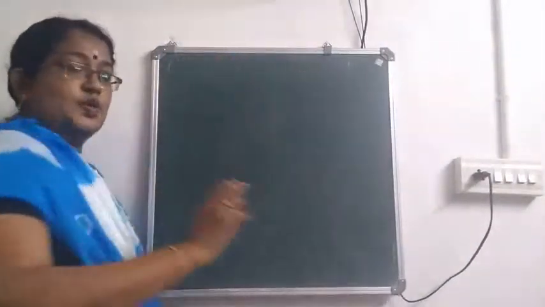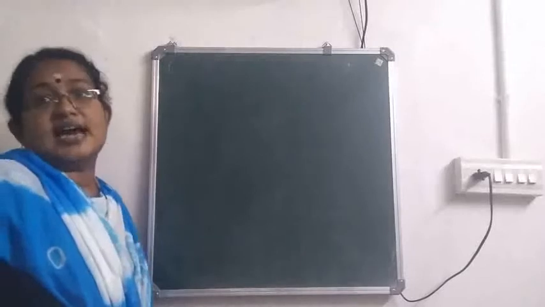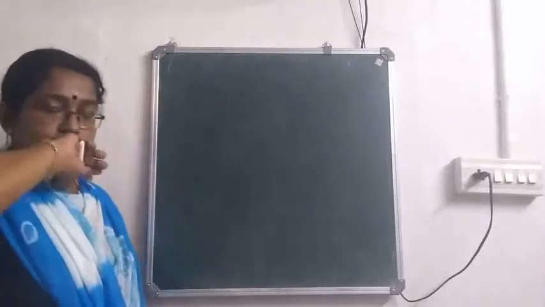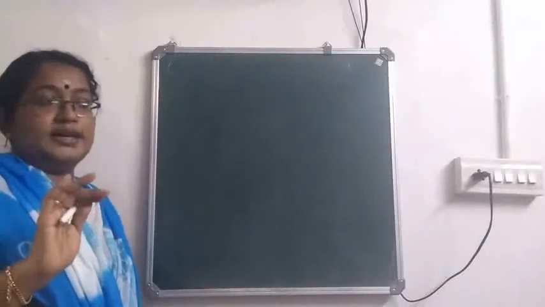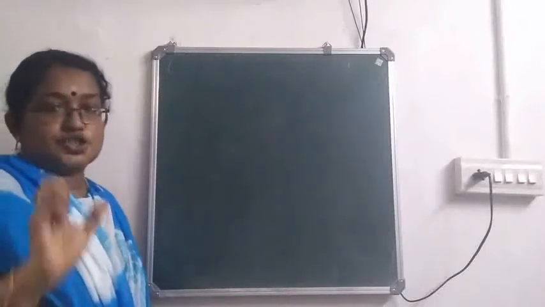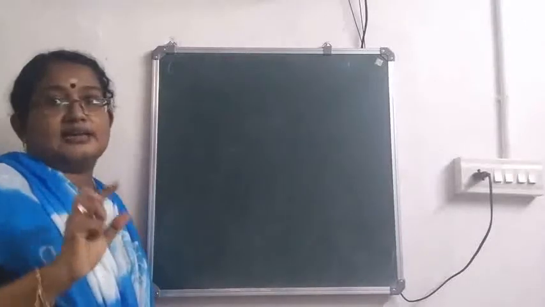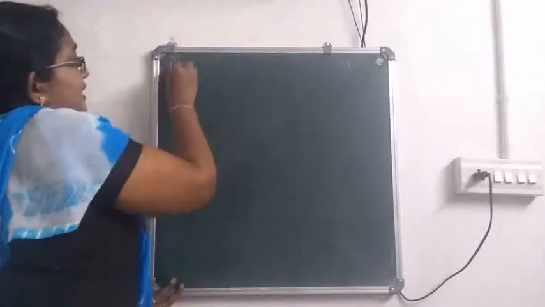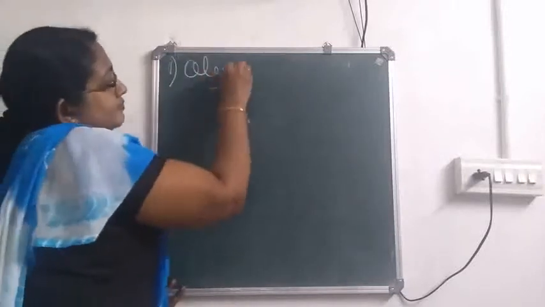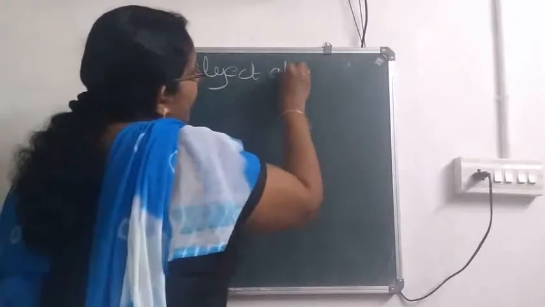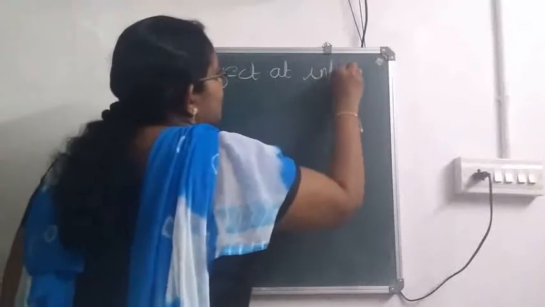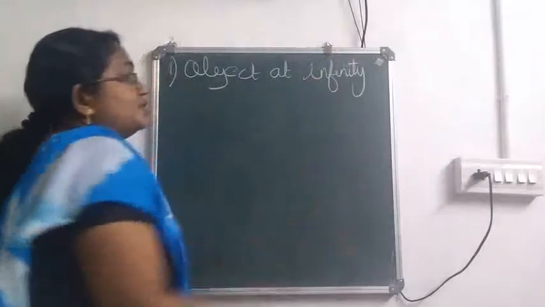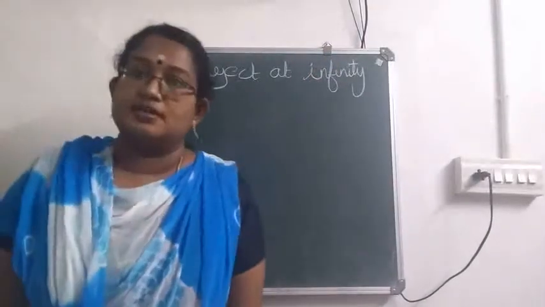So first, you can write the heading: ray diagrams for a convex mirror. Here also I told you I need just the lecture notes. So write the heading ray diagrams for a convex mirror. First one, object at infinity. That is the first one. Okay. Object at infinity is the first one.